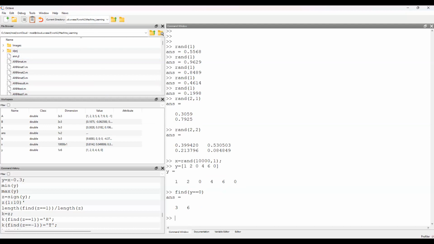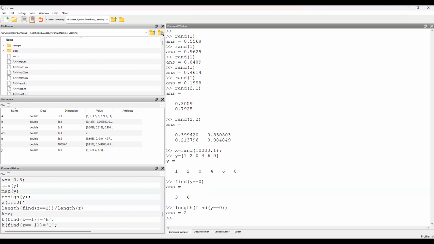Okay. How many elements equal 0? You can use the command length of find of y equal to 0. So now it gives you the number of elements. So we have 2 elements where we have zeros in this vector. Okay, so remember, find gives you the index of the element that you are looking for, and length gives you the length of this vector.